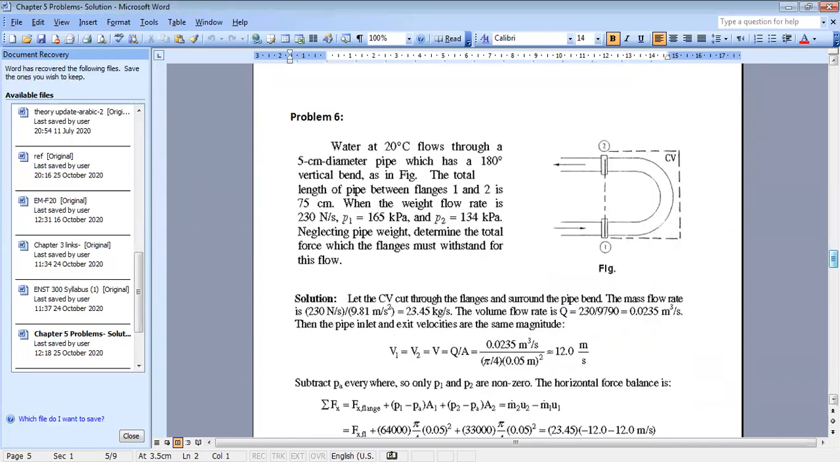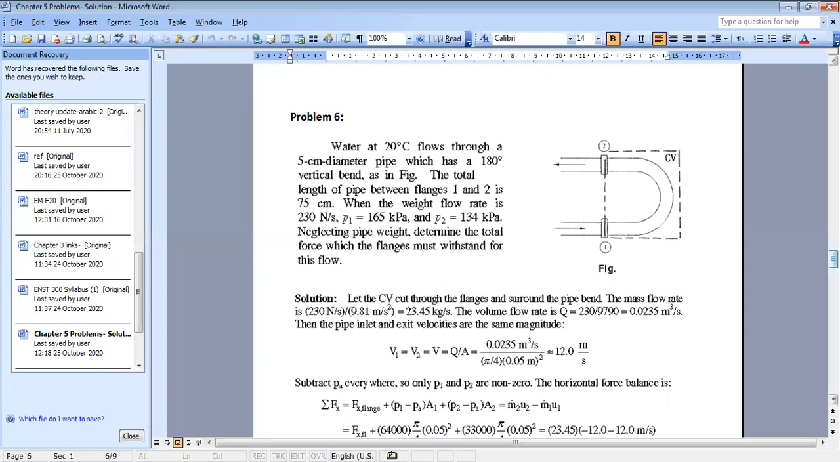Okay, another problem. Water at 20 degrees flows through a 5 centimeter diameter pipe, which has a 180 degree vertical bend as shown in the figure. The total length of pipe between flanges 1 and 2 is 75 centimeters, when the weight flow rate is 230 Newton per second, and P1 is equal to 165 kilopascal, and P2 equals 134 kilopascal. Neglecting pipe weight, determine the total force which the flanges must withstand for this flow.